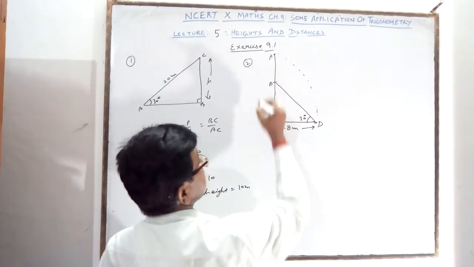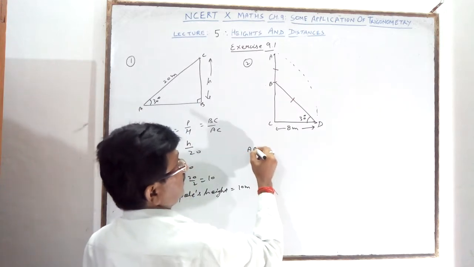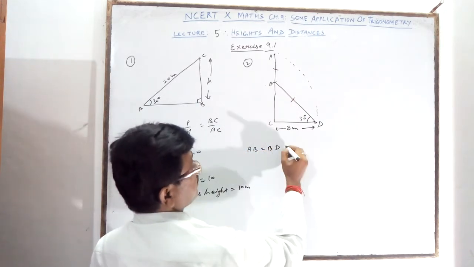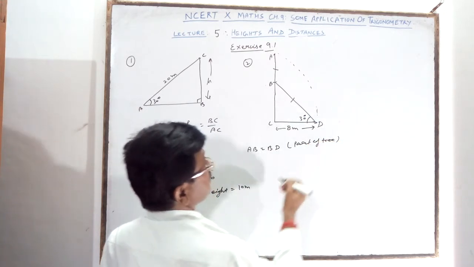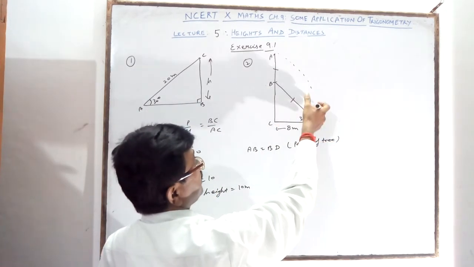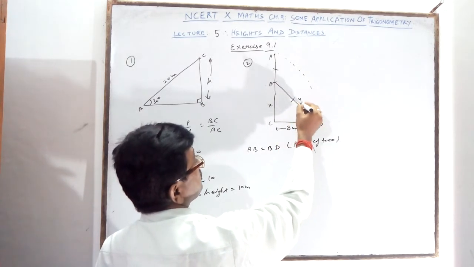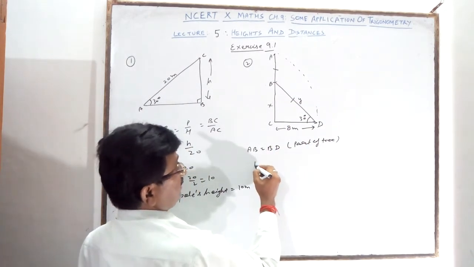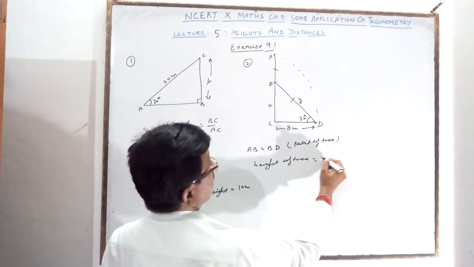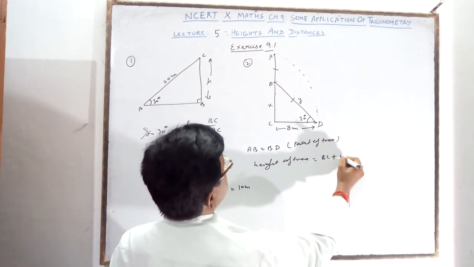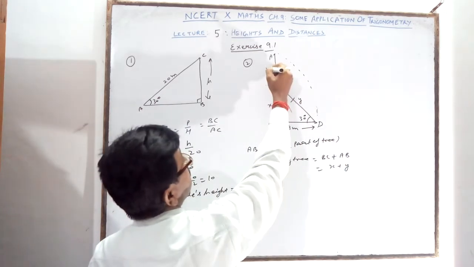Simply, height of the tree means you want to find out AC. This part and this part are equal, AB is equal to BD. It is a part of the tree. So calculate BC as well as BD. It means you want to find out this and this both, x and y. So the height of the tree will be BC plus AB, which is x plus y, because AB is also y. This part is broken.